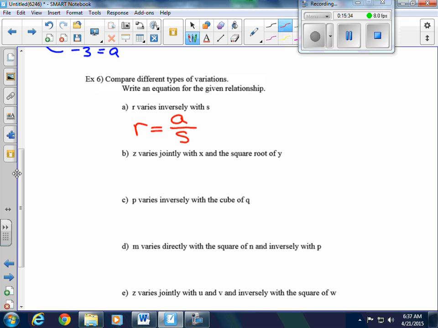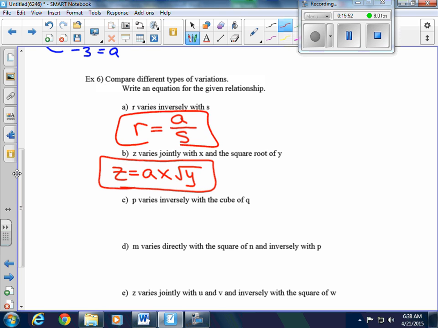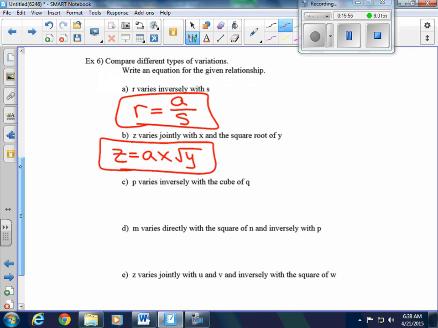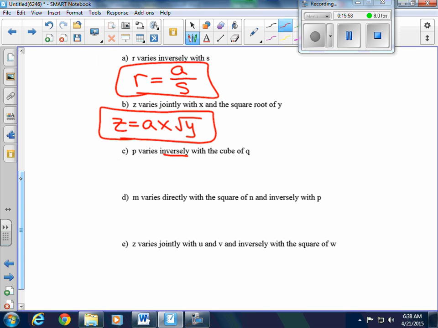Next, it says Z varies jointly. So I know it's going to be jointly, looks like this, Z varies jointly with X. So we're going to multiply these, X and the square root of Y. So there is our joint variation. Third, P varies inversely. So now once again, it's going to be a division with the cube of Q. So Q cubed.